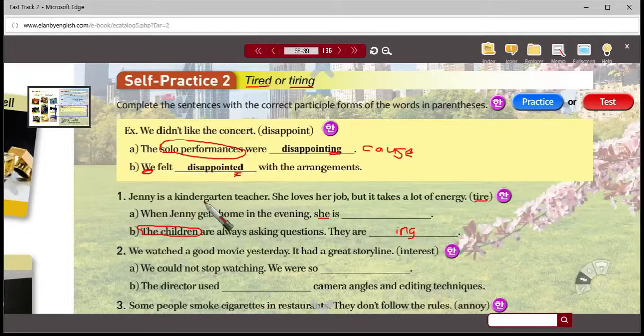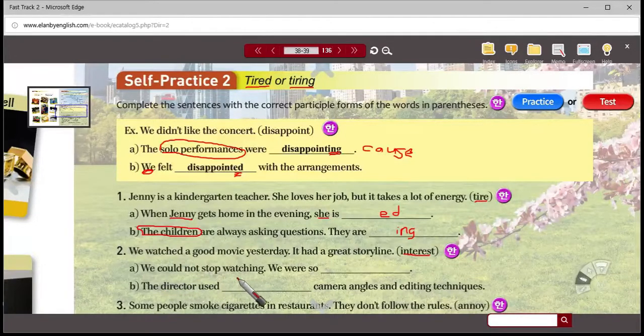Okay, and the effect, the reaction, Jenny. Jenny is tired. Okay, if you do it the other way around and say that Jenny is tiring, then she's the cause. She's creating the tirement in this case. Number 2, we watched a good movie yesterday. It had a great storyline, a great story or a great scenario. Okay, so it created some interest. Good. So what's the cause of the interest? Looks like the movie. Okay.